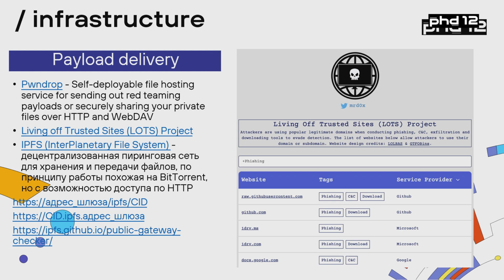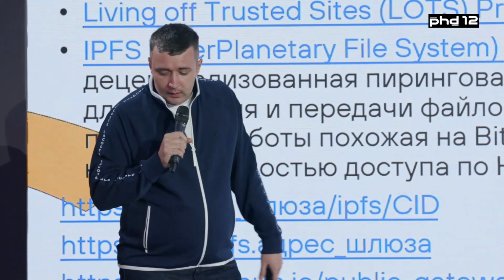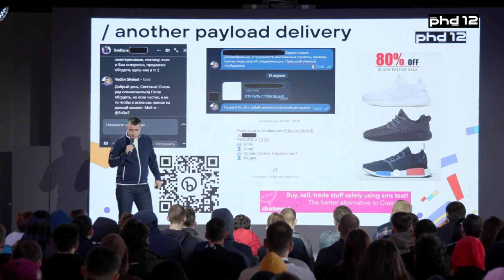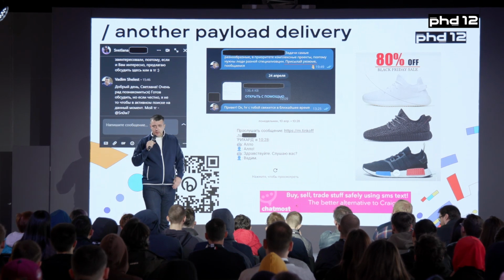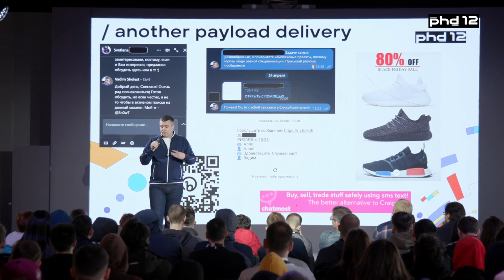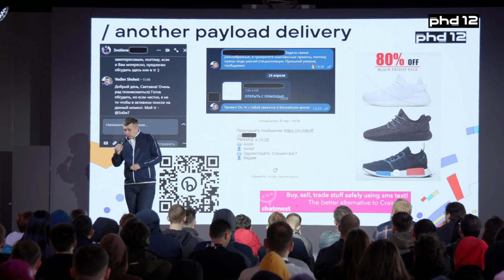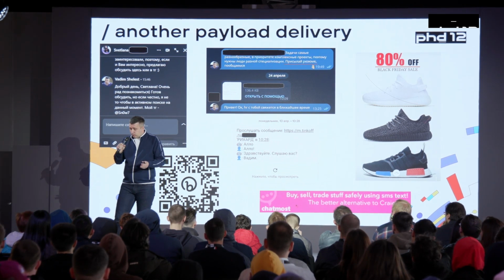And the last link here is a list of public gateways you can use to access IPFS, which is very convenient. So you parse it from there, and then you add those addresses to, for example, the list that you have on your perimeter. There are so many ways of delivering a payload to your potential victims.